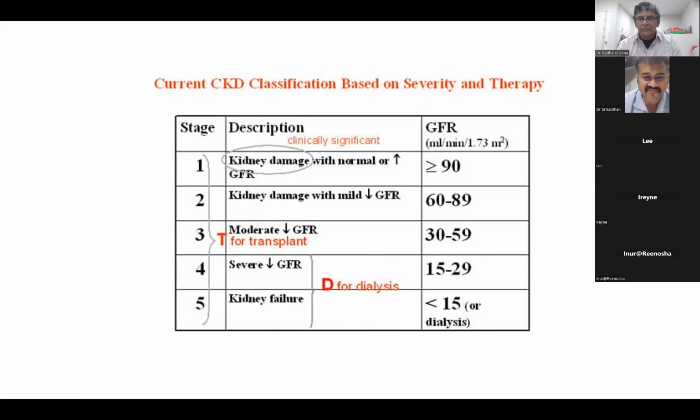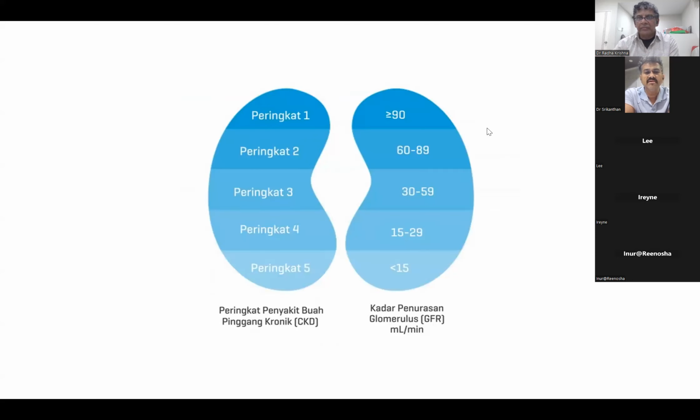So there are 5 stages of kidney disease. Based on this, you can classify them. So CKD is evaluated based on the GFR. So how do we check the GFR? It's a blood test. We can test it by blood.